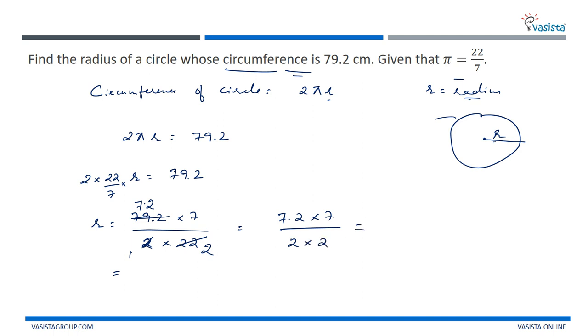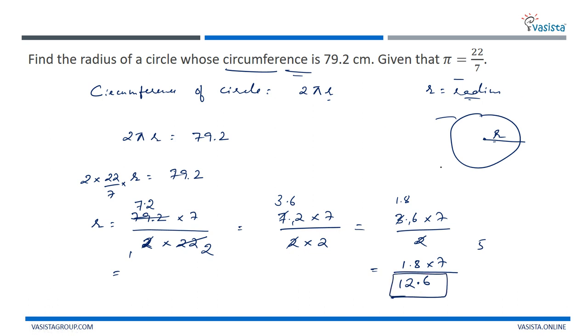Again simplify it. 2 3s are 6, 1 6. This will become 3.6 into 7 divided by 2. Again simplify it. 2 1s are 2, 2 8s are 16. This is 1.8 into 7. Now multiply it: 1.8 into 7. 8 sevens are 56, 6, 5 carry, 7 ones are 7, plus 5 is 12. So the answer is 12.6.